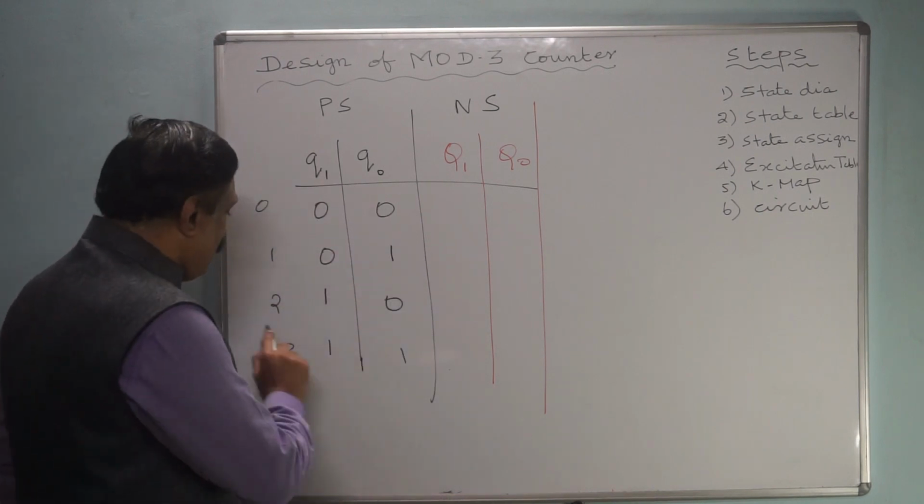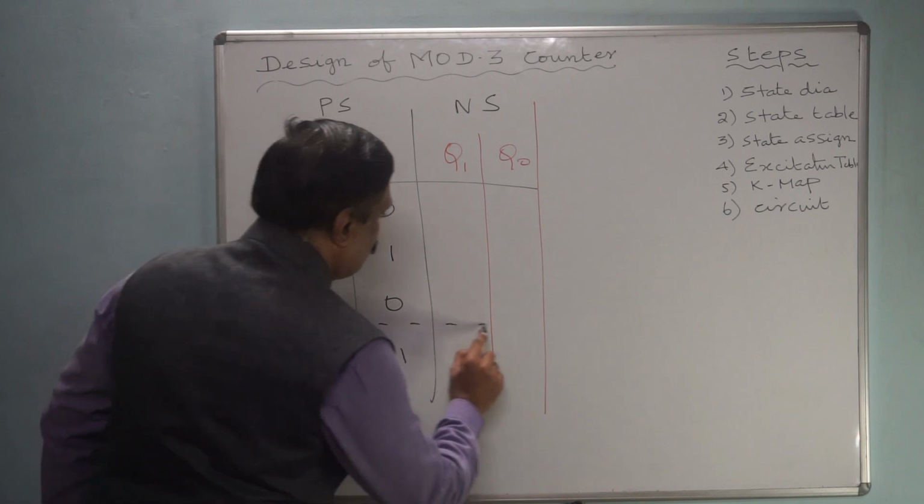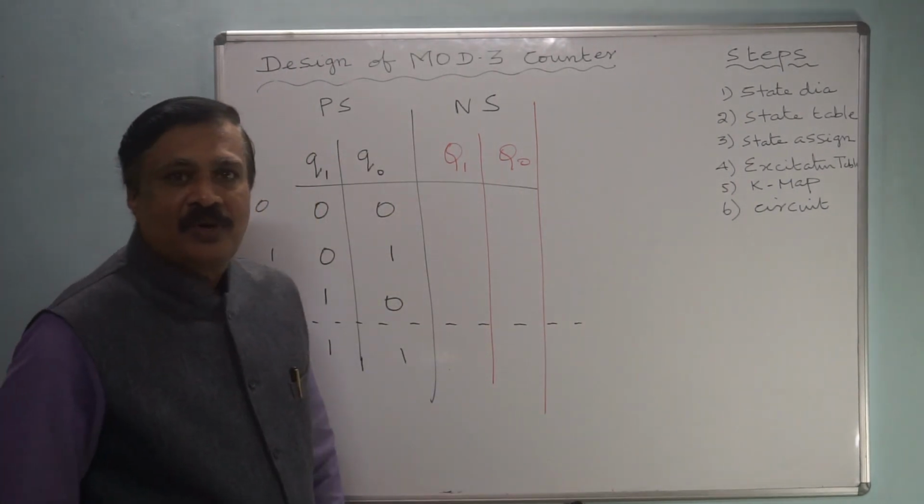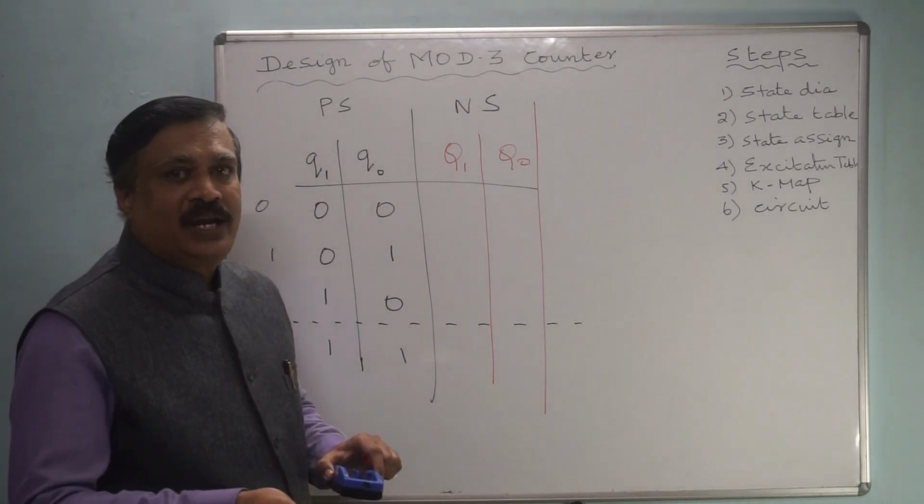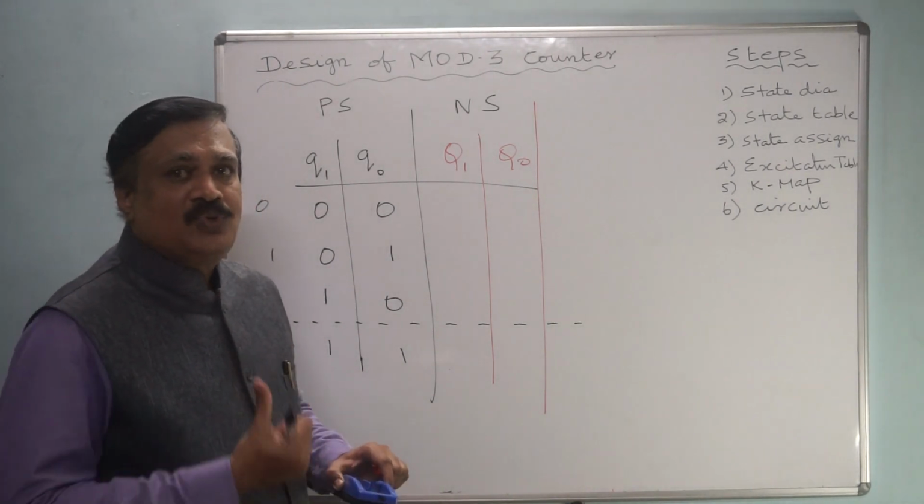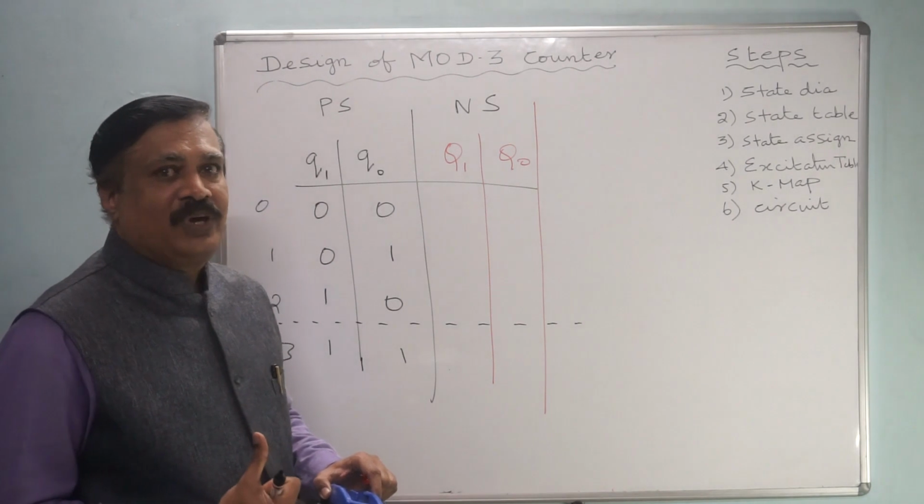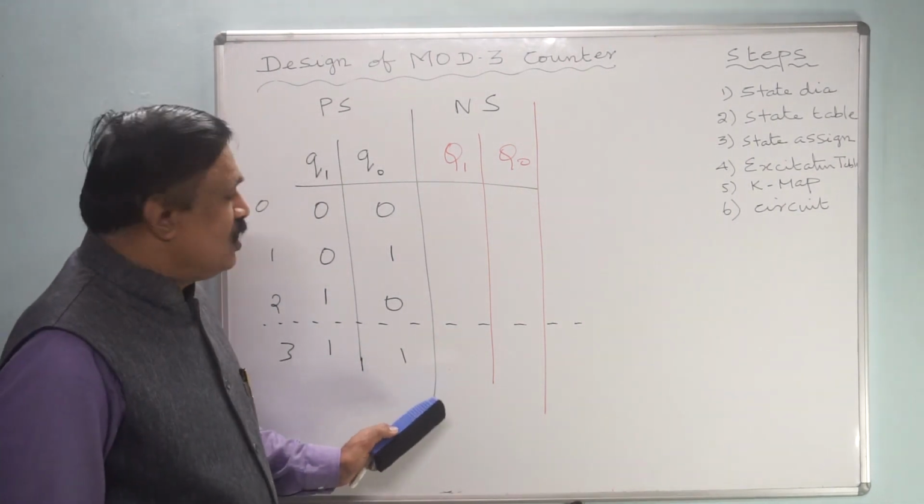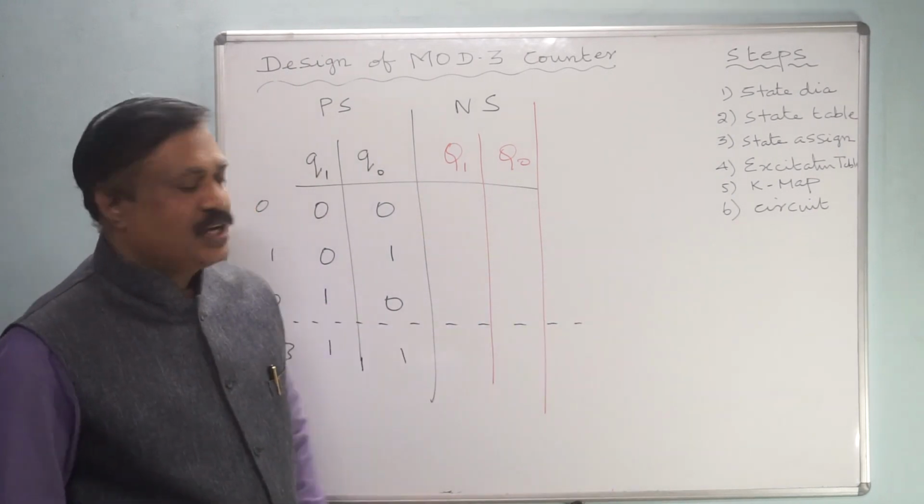Now this 11 we are not going to use. But why are we putting that? Because if it is a don't care condition, it will reduce our components in the K-map. Therefore, we are using this. When you use the K-map, you can understand that.